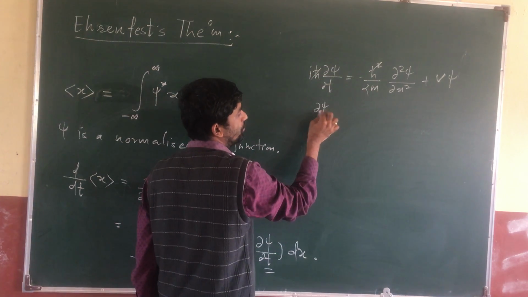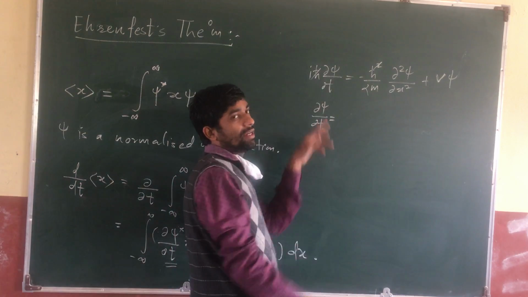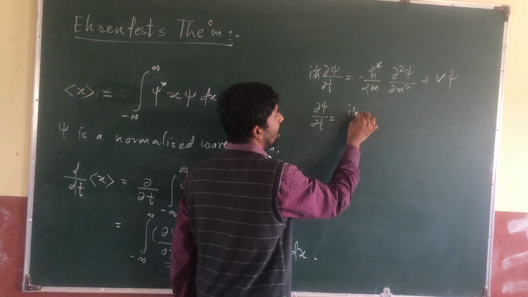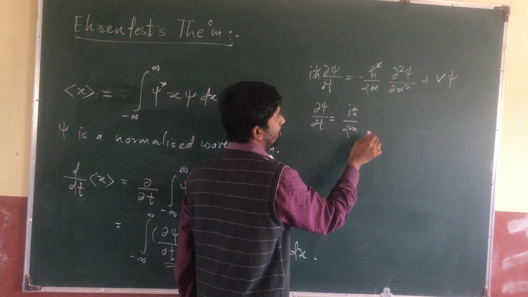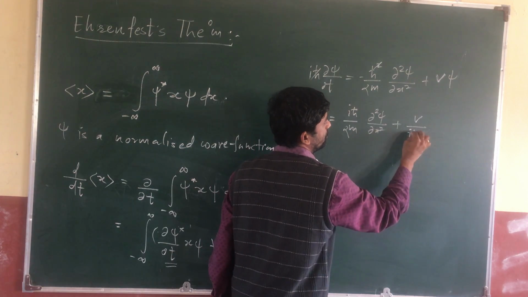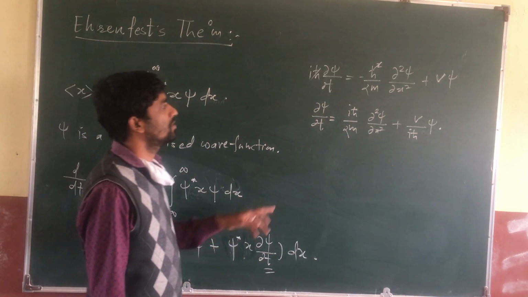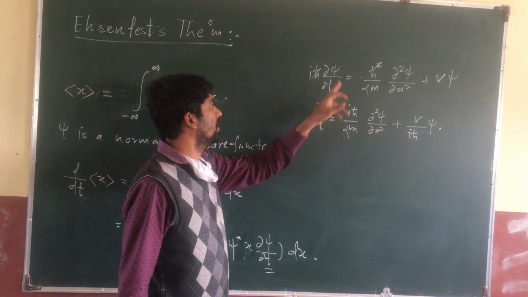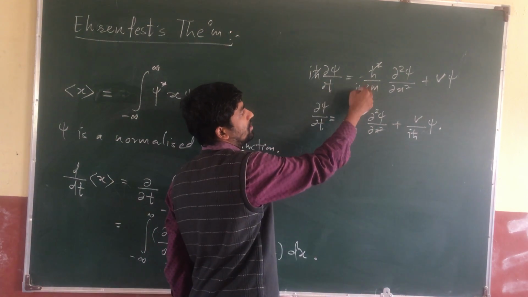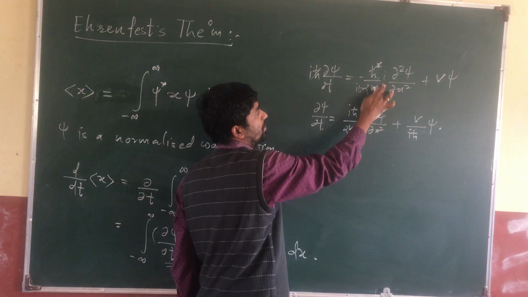So this equation gives you dψ/dt equals, if you take i to this side and multiply i in the numerator and denominator, this equation will be converted into iħ divided by 2m d²ψ/dx² plus V divided by iħ into ψ. So this is your first equation. Here it is a minus sign. If you take iħ here, divided by this iħ, and multiply i here, it will be minus 1, minus minus plus, so this will be equal to iħ.